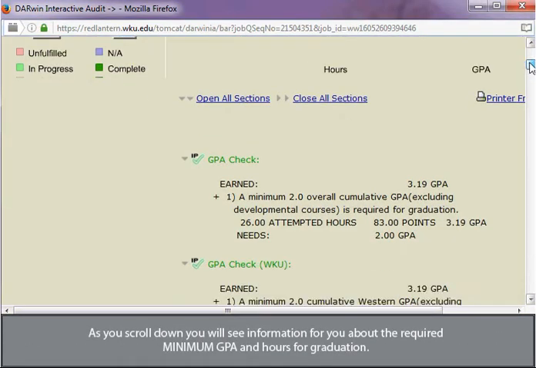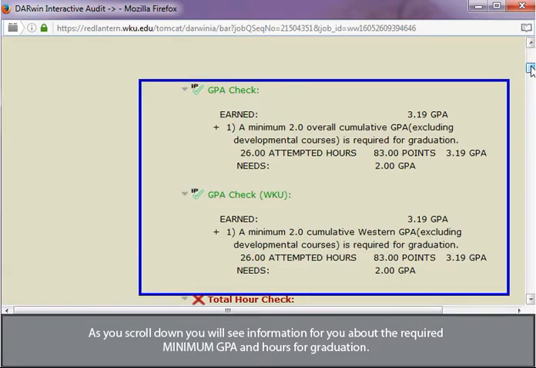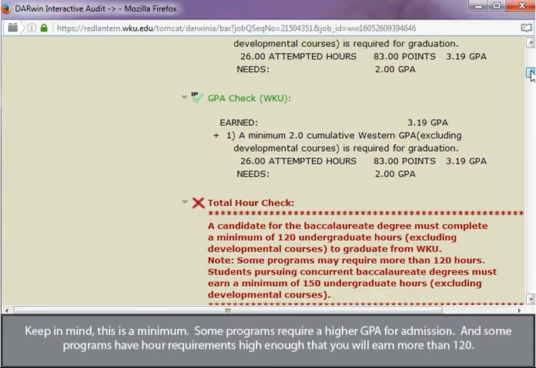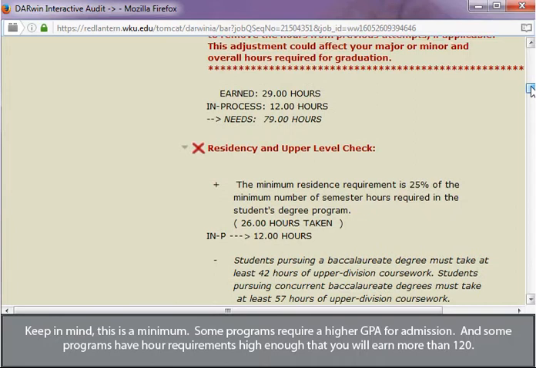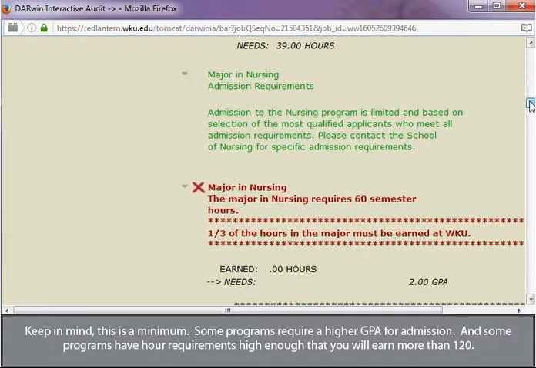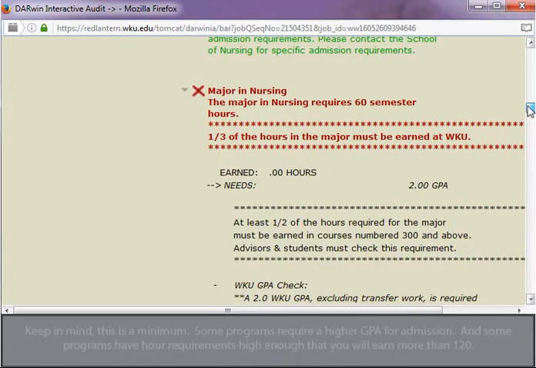GPA. As you scroll down, you will see information for you about the required minimum GPA and hours for graduation. Keep in mind, this is a minimum. Some programs do require a higher GPA for admission, and some programs have hour requirements high enough that you will earn more than 120 hours.